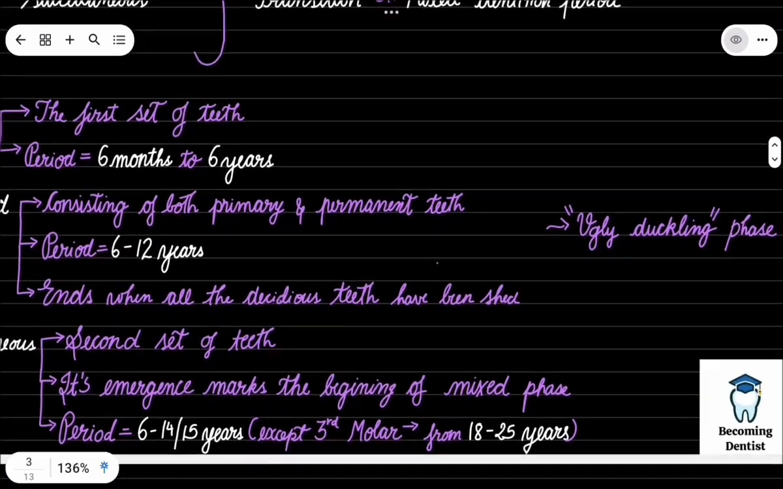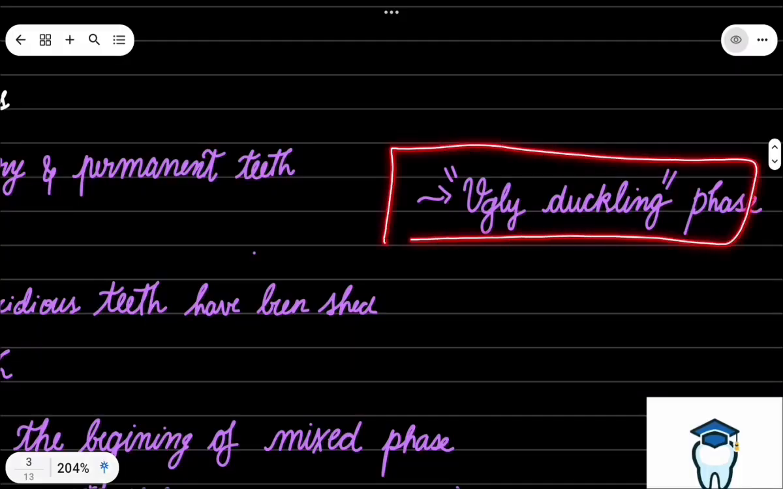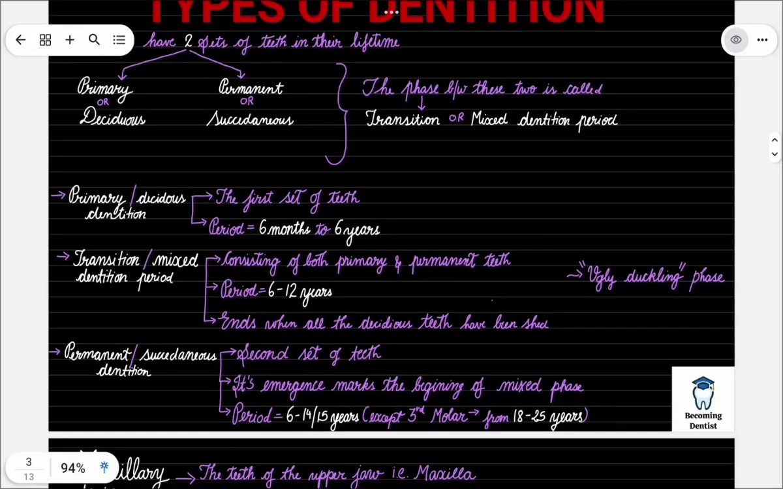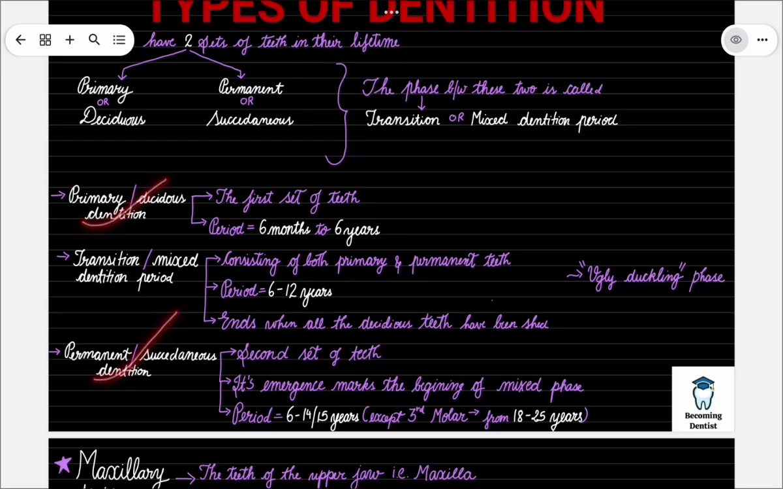Now, it is also sometimes referred to as the ugly duckling phase. Why is it so? Because during the transition phase, the oral cavity of the child will have primary teeth as well as the permanent teeth. Now, these two teeth will differ in their appearance a little bit, say the shape, the color, which will give the child an ugly appearance like a new duckling.